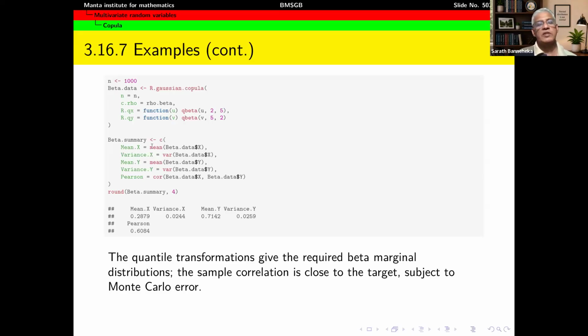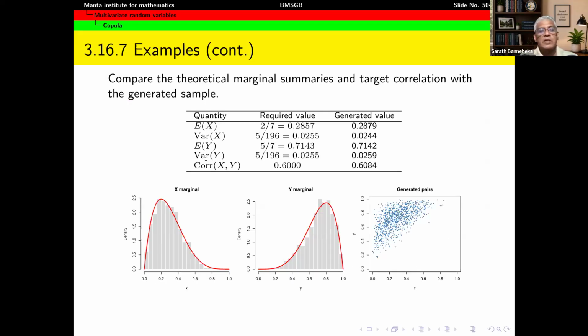And then if I want, I can separately calculate the mean of generated X values, the variance of those, the mean of Y, the variance of Y, and also the Pearson correlation coefficient between generated X and Y values. I call it beta summary here. So those will be here, right? The quantile transformations give the required beta marginal distributions. We can see that here, right? So this is the required value because I am expecting beta 2, 5.